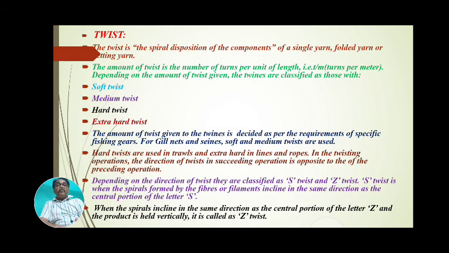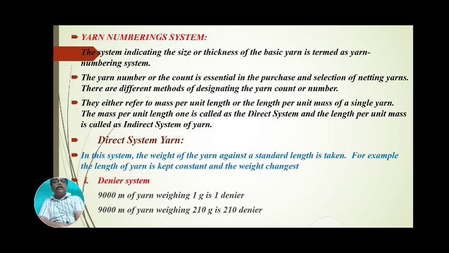Remember that. What is meant by S twist? S twist is when the spirals formed by the fibers or filaments incline in the same direction as the central portion of the letter S. Whereas Z twist is formed in the same direction as the central portion of the letter Z in the product, and the product is held in a vertical position. That twist is called Z twist.